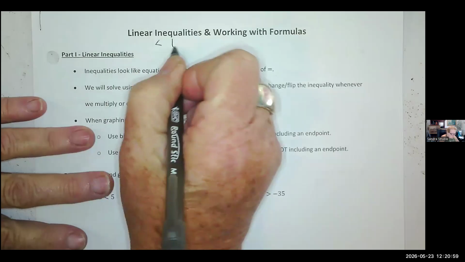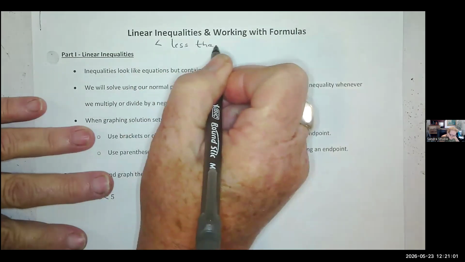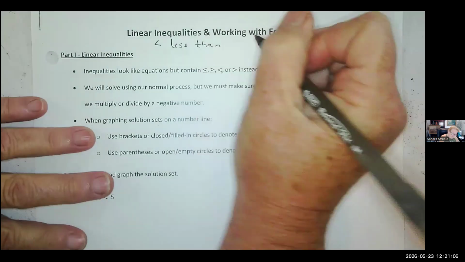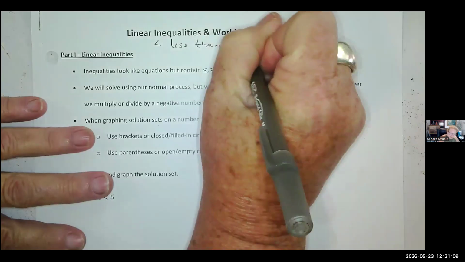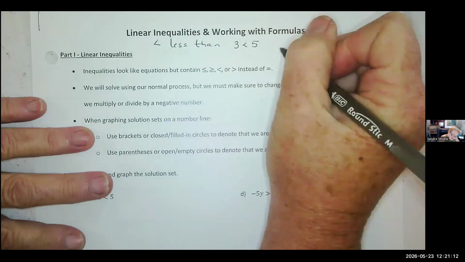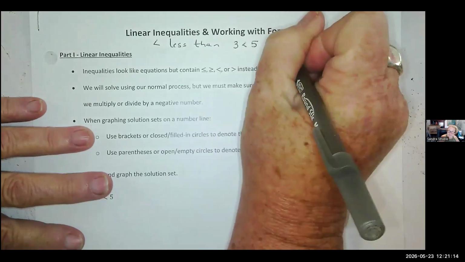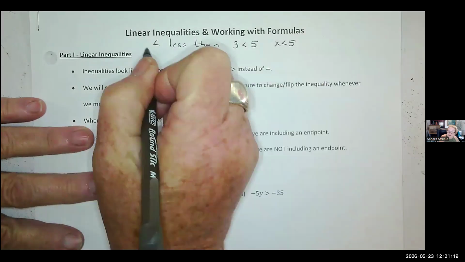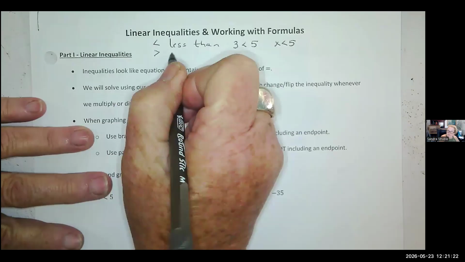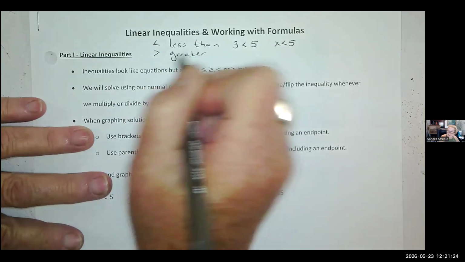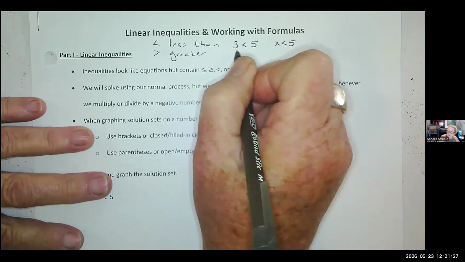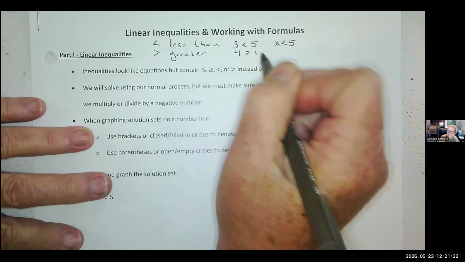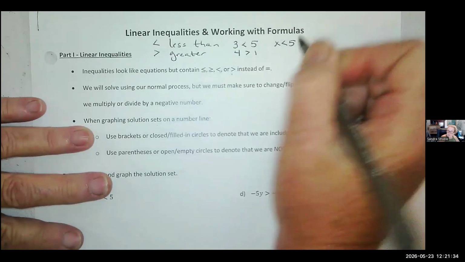An example would be, let's just use numbers, 3 is less than 5. We're not going to be using that; we're going to be using something like x is less than 5. The next one is greater than, and it's always read from left to right. So in this case, 4 is greater than 1. Again, you're going to see x instead, so we'll use x is greater than 1.